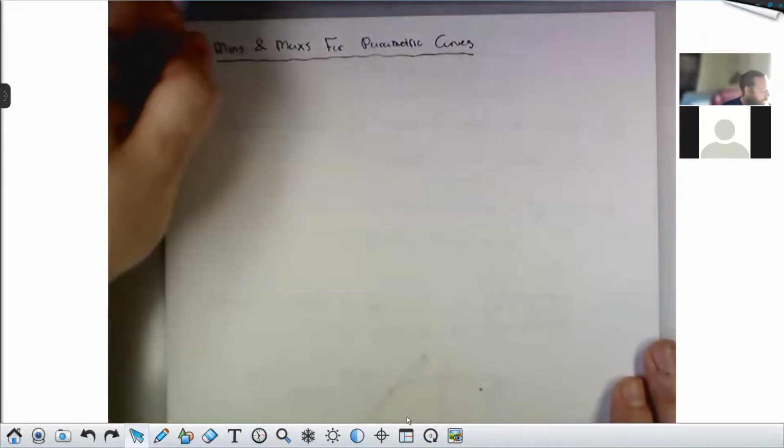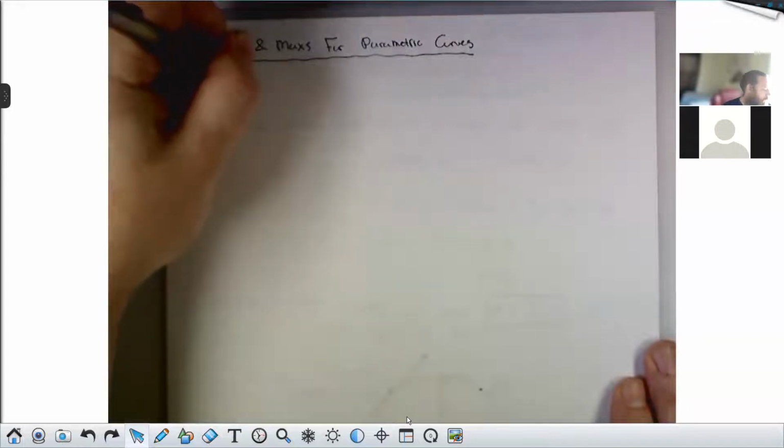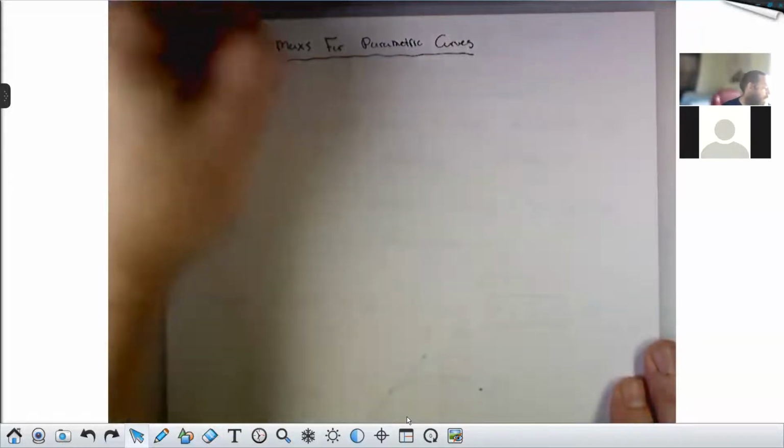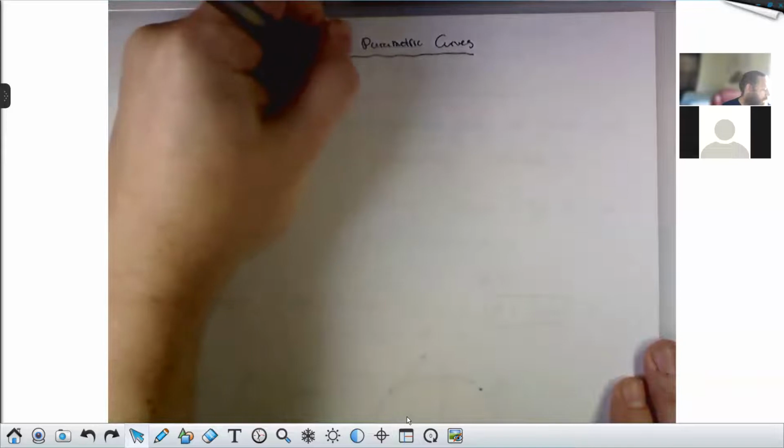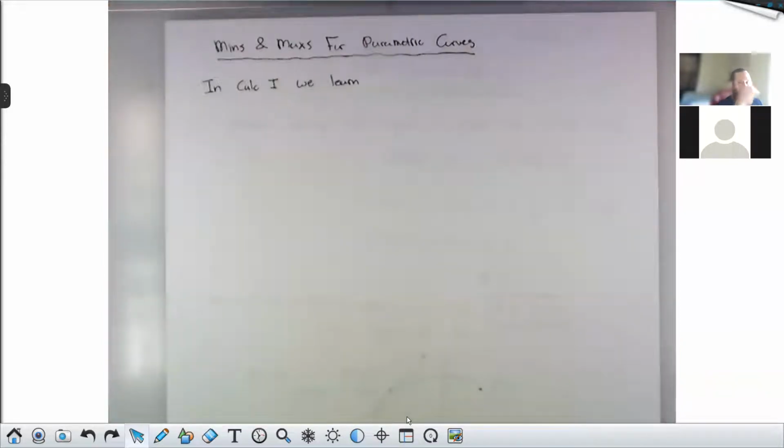In Calc 1, we learned a handful of things. There's actually like 3 sections that relate to mins and maxes. There's the section 4.1 on extreme values and the extreme value theorem, section 4.3 on how derivatives affect the shape of a graph, and then section 4.7 on optimization.